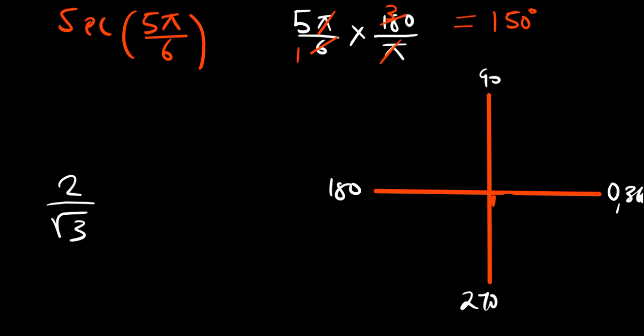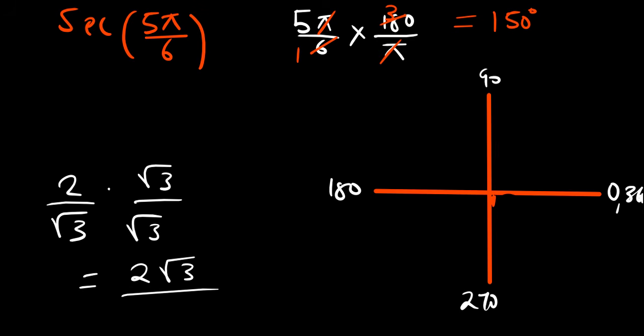Now never leave a root down there. You can simplify your answer by multiplying by root 3 on both the denominator and the numerator. So on the numerator, I'm going to have 2 multiplied by the square root of 3. Then when root 3 and root 3 multiply, you're just going to have a 3. So never leave a root down there. So this will be our answer.